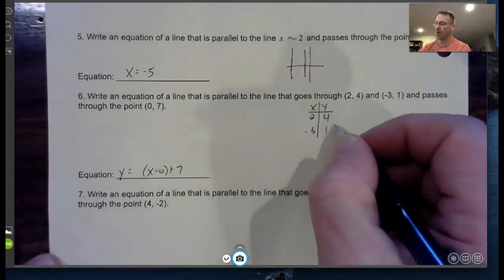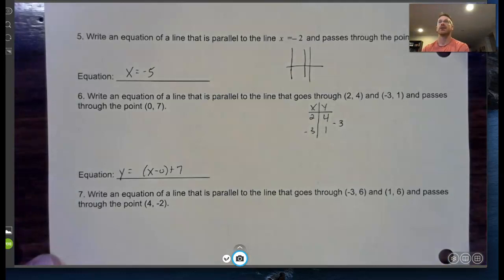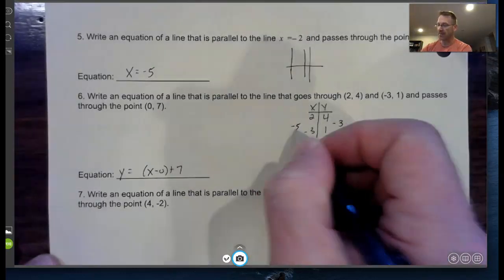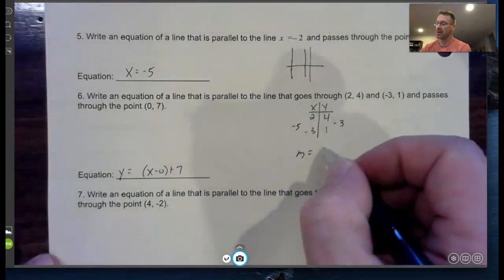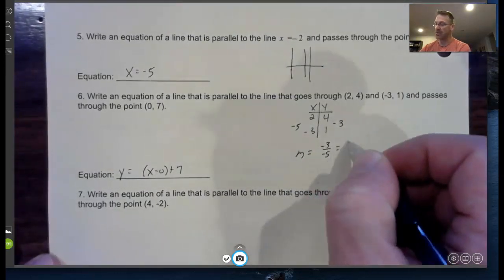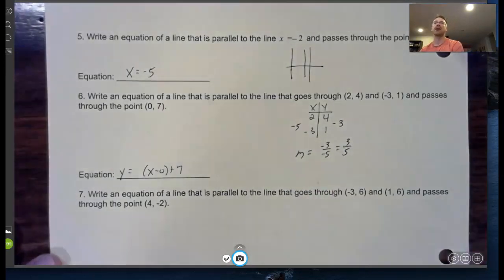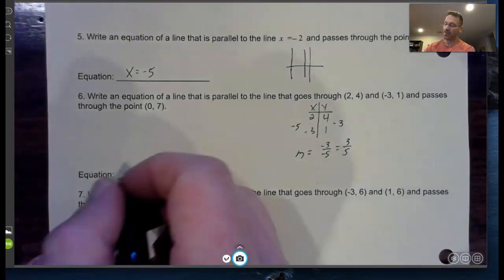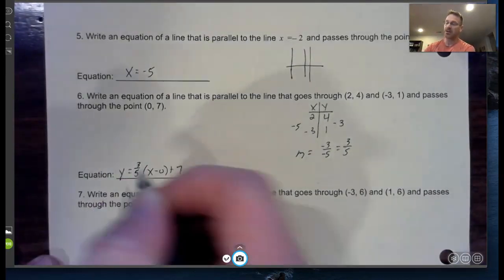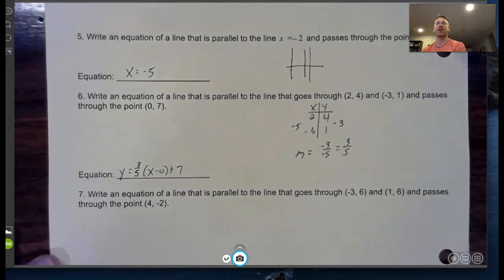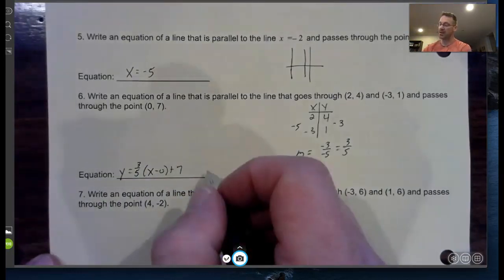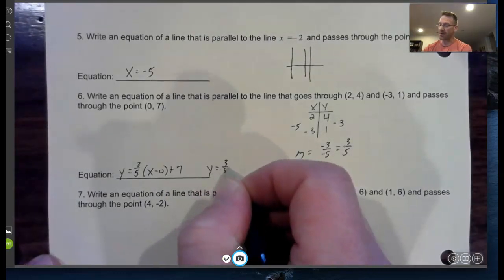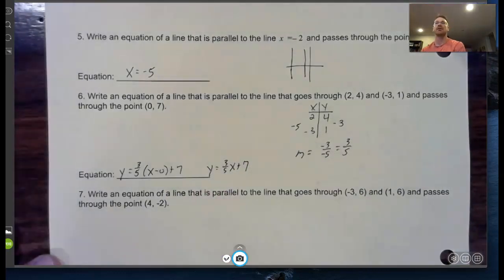All right, so 4 to 1, I go down 3. 2 to negative 3, I go down 5. And we know slope is rise over run, change in y to change in x. So negative 3 over negative 5, which gives me a positive 3/5. So there's my slope. And so I want it to be parallel, so I want the exact same slope, and there's my equation. Now, because it's x minus 0 here, you can simplify this and just write this as y equals 3/5 x plus 7. All right, so it simplifies down to that pretty quick.